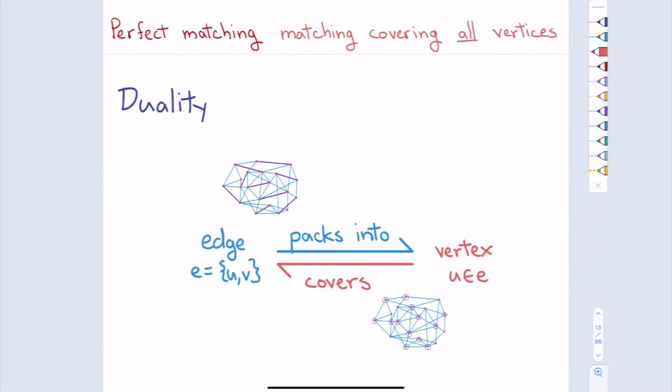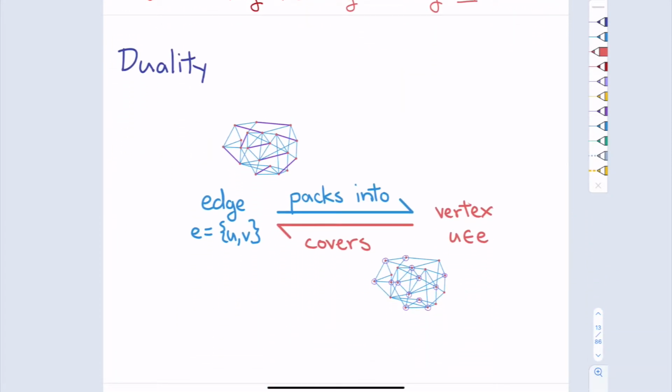So this is another example of packing and covering duality. In matchings, I'm packing edges into the endpoints, so I can only take one edge for each vertex. And for the covering side, I'm trying to cover all the edges with vertices, where a vertex covers all the edges incident to it. This is the same as forest versus spanning sets. This is the same as packing paths versus cuts. So there's some similarity going on here.